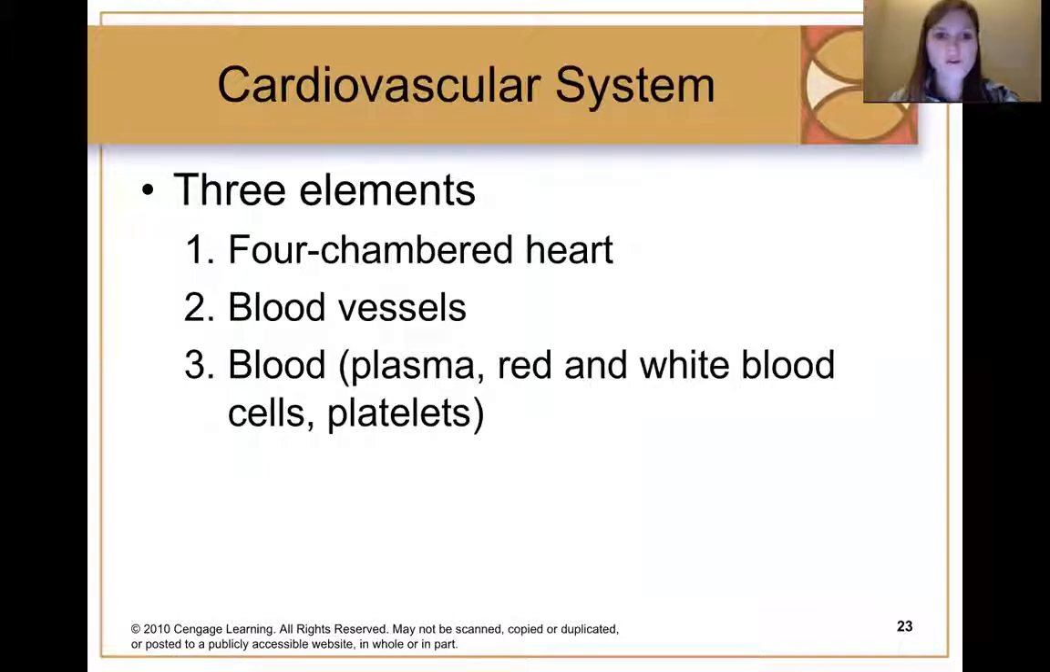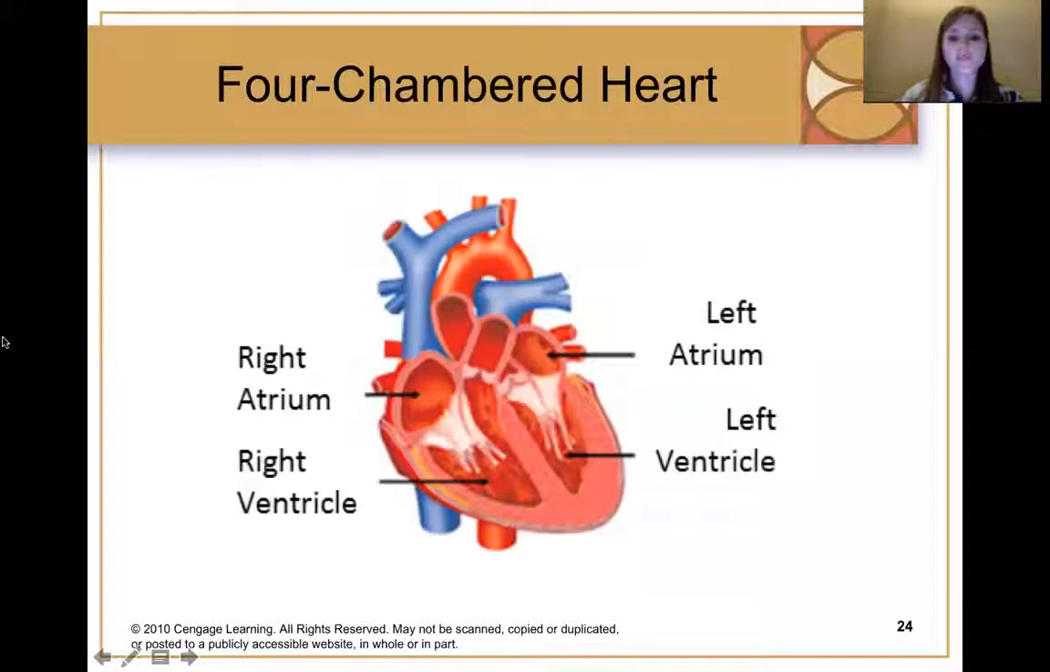Okay, so moving on to the cardiovascular system. The cardiovascular system has 3 major elements. Animals have a 4-chambered heart, blood vessels, and then the actual blood. The blood contains plasma, red and white blood cells, and platelets. We'll talk about each of these a little bit more in detail.